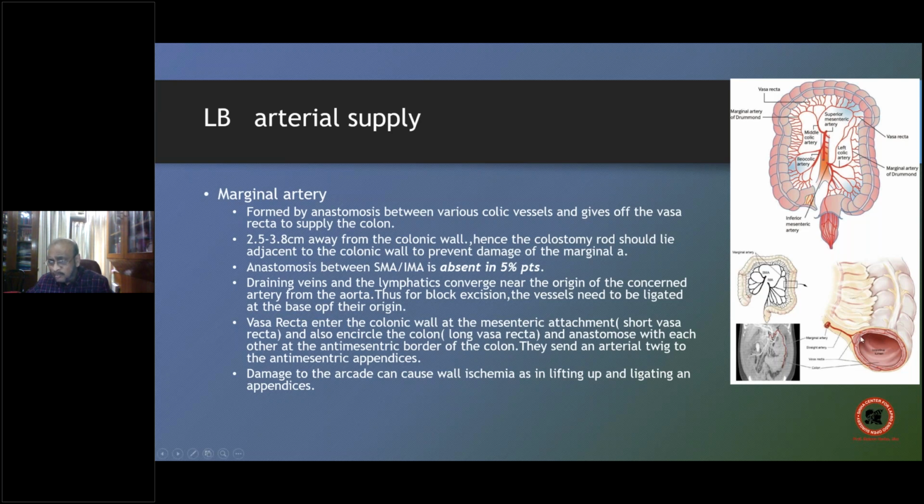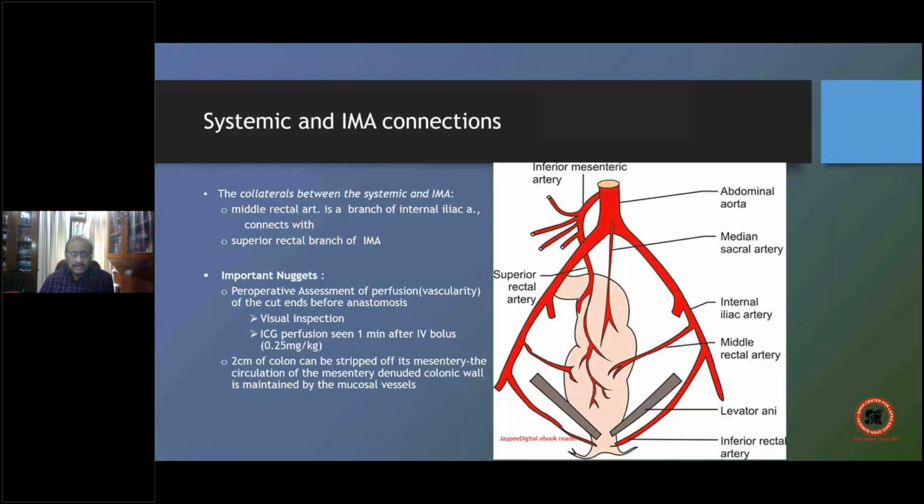The second is the long vasa recta, see, which is encircling the colon. Encircling the colon. And these are important. Why? Because they maintain the vascularity from the serosal surface and from the muscular surface all around the circumference. If you have any interruption here, there are chances of having ischemia in this particular area. Chances, why do I say chances? For the simple reason that it's not a must. It could happen, it may not happen.